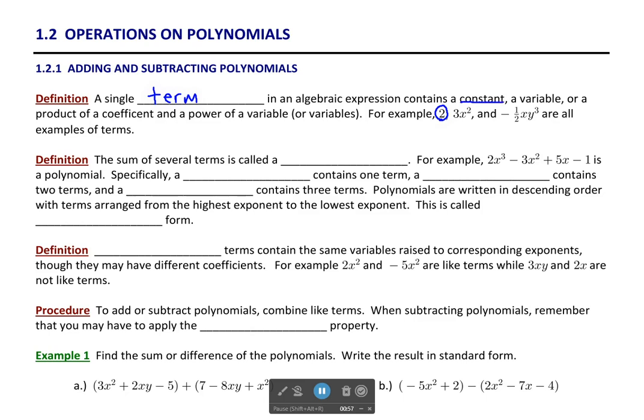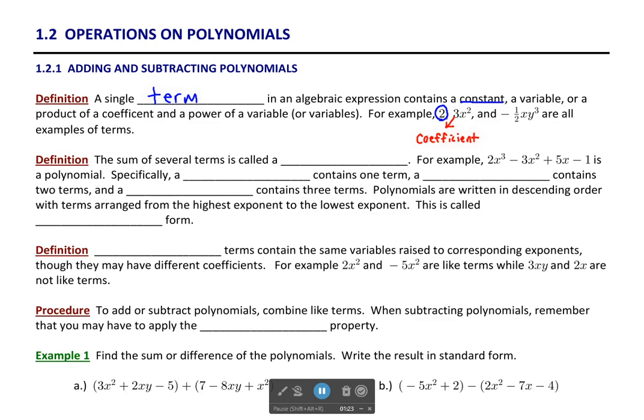Or another example is the single term 3x squared. It has a constant coefficient. The number to the left of the variable is called the coefficient, and a power of the variable. And also, negative 1/2 xy cubed is a single term. The coefficient there is negative 1/2, and we have more than one variable.